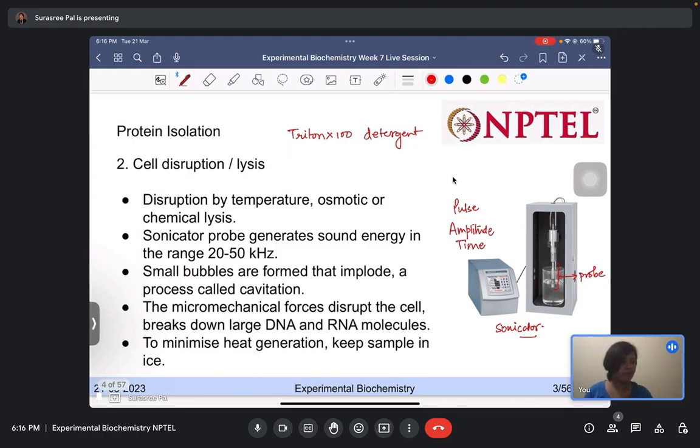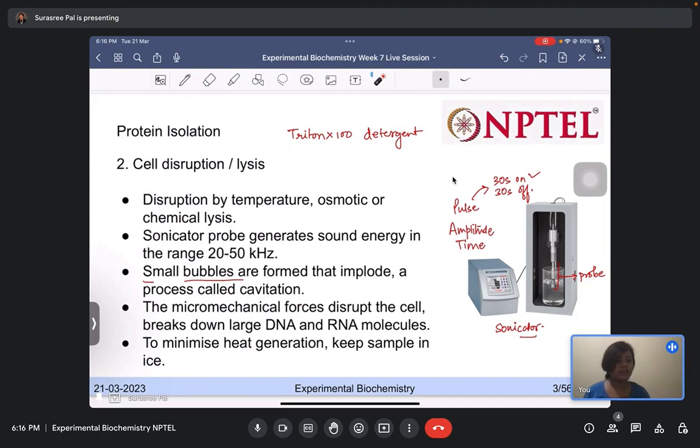Pulse can be, for example, 30 seconds on and 30 seconds off. What does on and off mean? For 30 seconds the pulse will go, for another 30 seconds it will be off, and then again for another 30 seconds it will be on. So like this, in intervals, the sonication is performed. And since it forms these small bubbles inside the sample, these small bubbles implode, and this process is called cavitation.